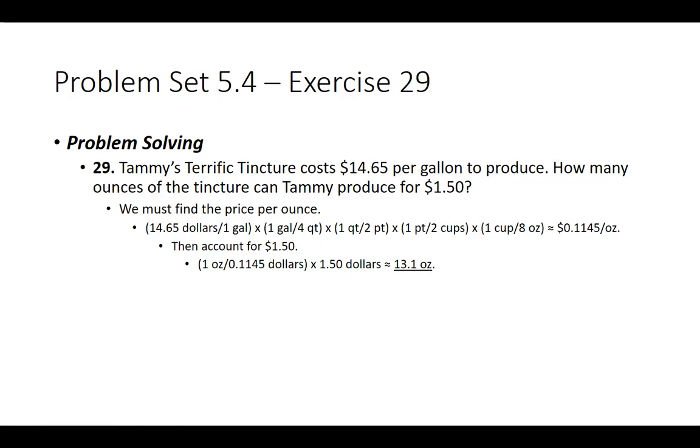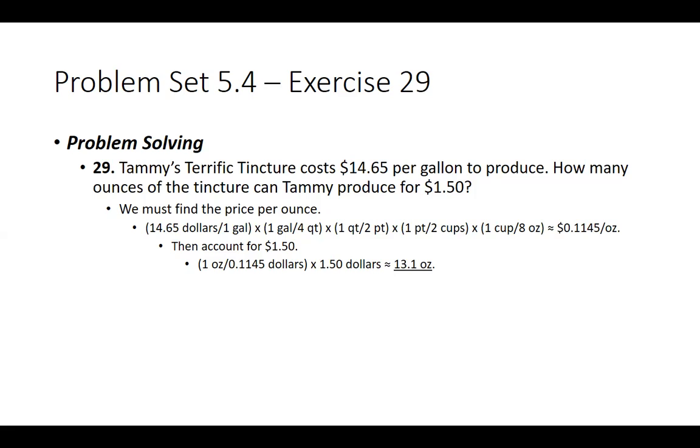And finally, for the 5.4 homework, number 29, Tammy's Terrific Tincture costs $14.65 per gallon to produce. How many ounces of the tincture can Tammy produce for $1.50? So we're given the price per gallon. We need to find the price per ounce. And we're going to have to use a lot of conversion factors to get there.